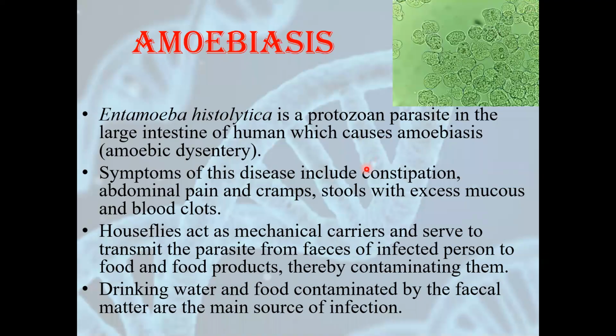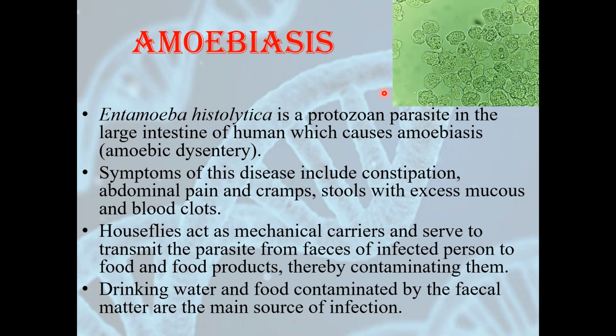Talking about the next disease, that is amoebiasis. It is caused by Entamoeba histolytica. It is a protozoan parasite, and this parasite lives inside the large intestine of humans. They cause a disease called amoebiasis. Amoebiasis is also called amoebic dysentery, and it is almost similar to common dysentery.